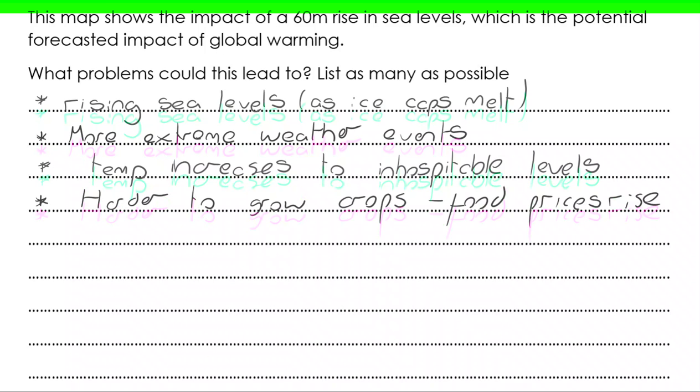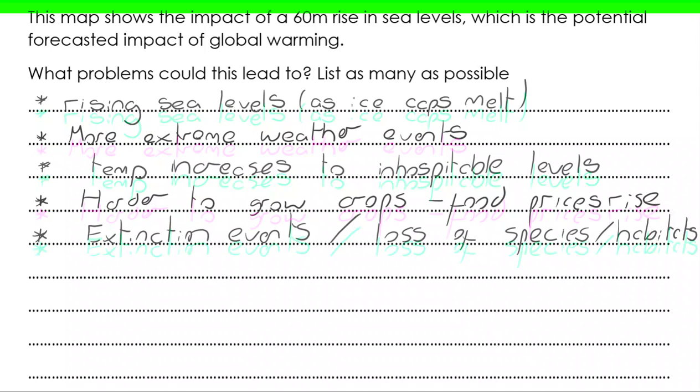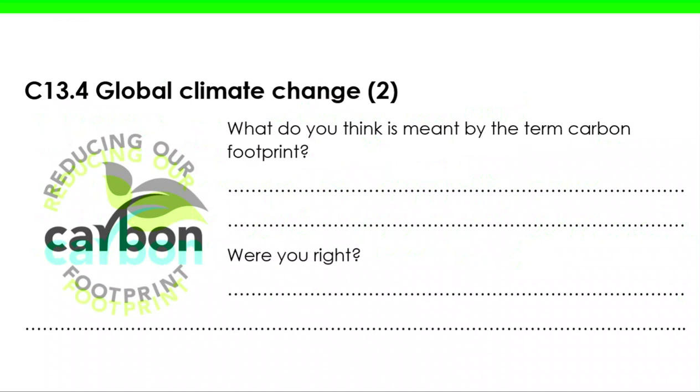The impact of that is that food prices will rise, and that will affect those people in poverty or close to poverty more than anybody else, but everybody will be hit by those increasing food prices. And there could be extinction events. We could lose huge amounts of different forms of animals, different species, and habitats for those species.